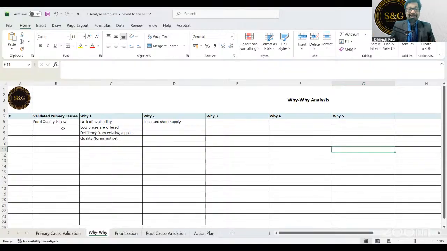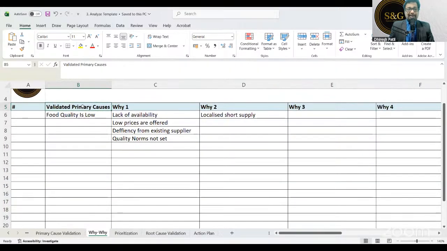Once validated, here you can see, let me just increase it a little, what we have written is validated primary causes. Whatever we have prioritized, in that also there will be a few causes which will not get validated. Those also have to be removed, and only validated prioritized primary causes will be kept here, and then we will do why analysis. Now we are only focusing on the top priority primary causes. Are you understanding? That saves a lot of time and brings a lot of focus.